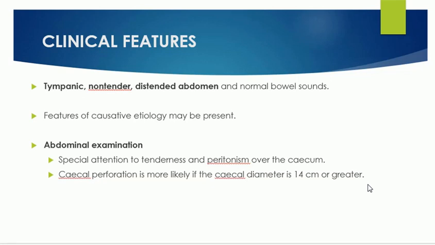Cecal perforation is more likely if the cecal diameter is 14 centimeters or greater. This you can see on a plain X-ray. So if the cecum is grossly distended and the diameter becomes 14 centimeters or greater, which we can measure on a plain X-ray, the chances of cecal perforation are high.